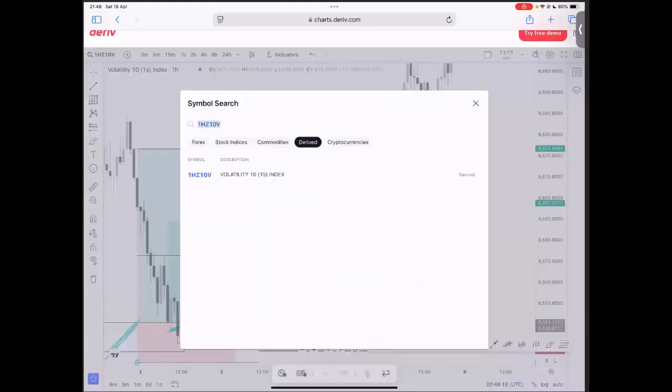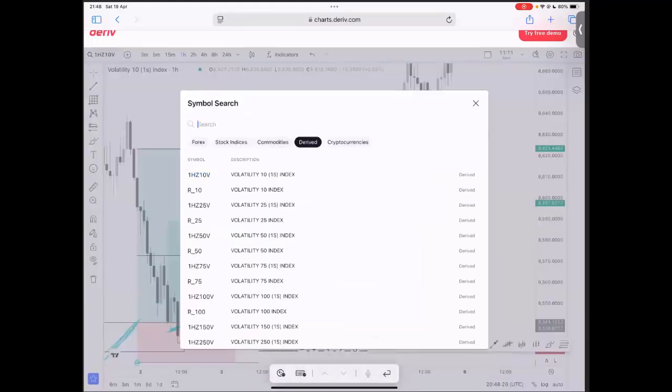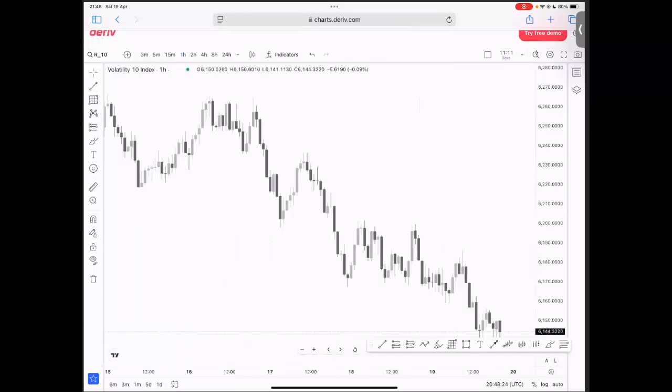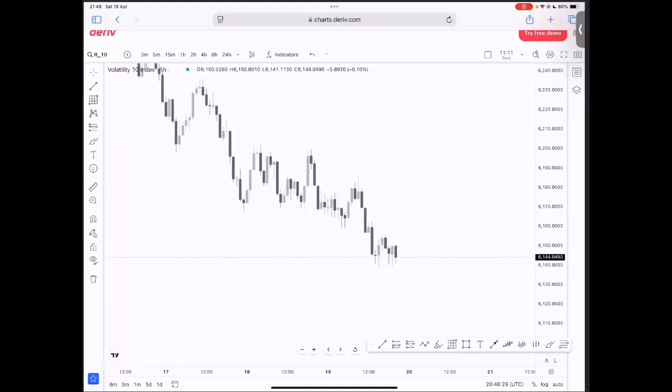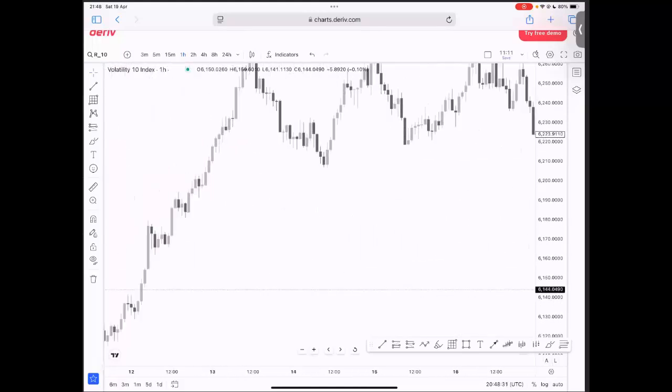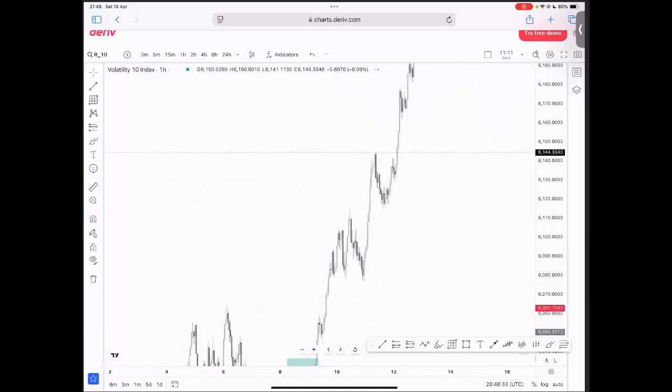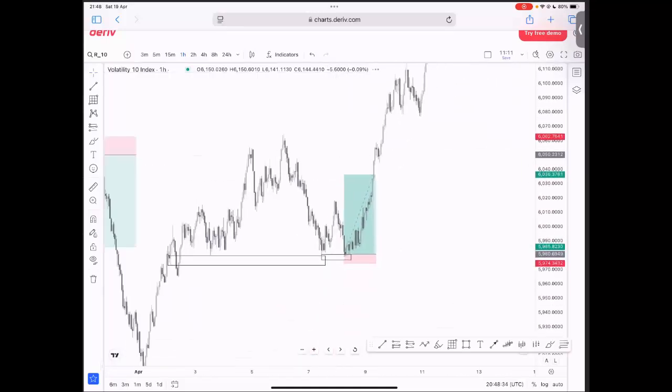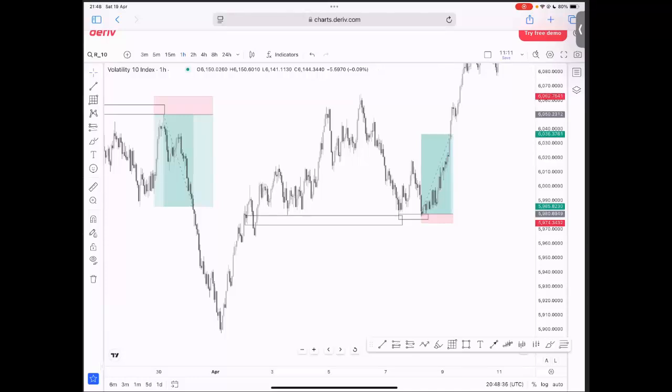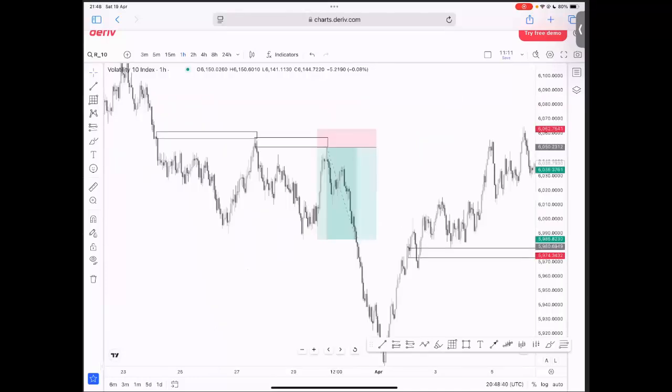Now, the second one, let me look at if I have anything marked up on 10S. All right, on 10 itself, sorry. So this is volatility 10 index. It's just like the twin of, what do they call it? Just like a twin to 10 itself.